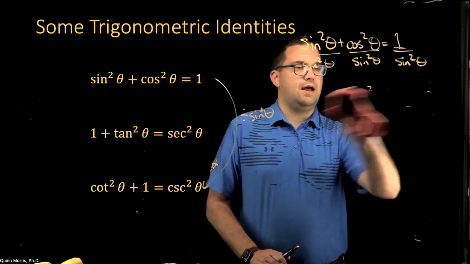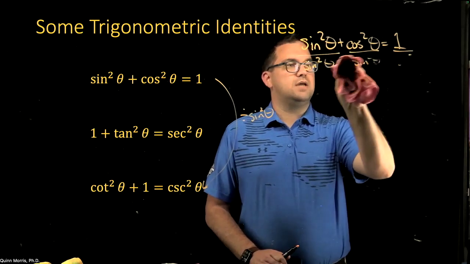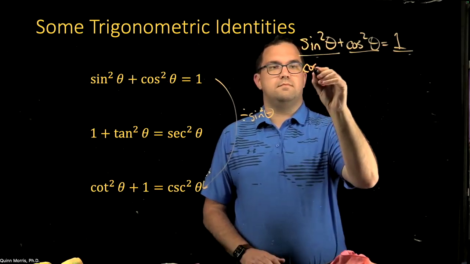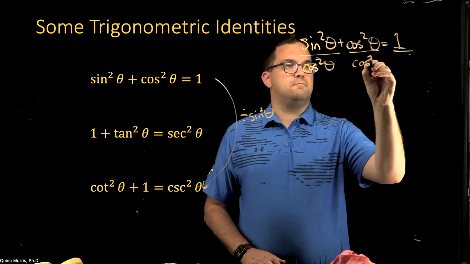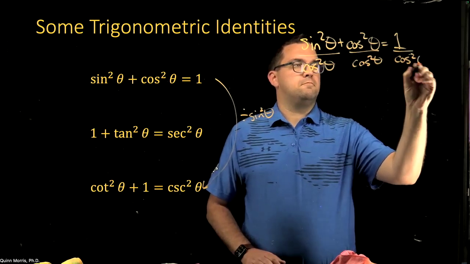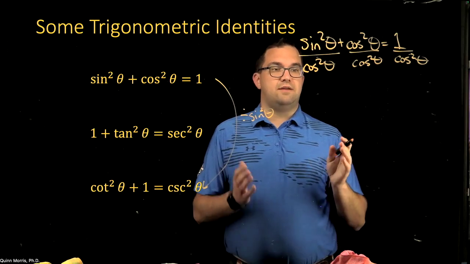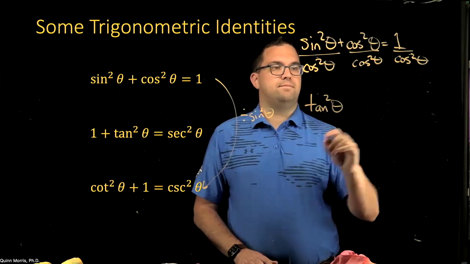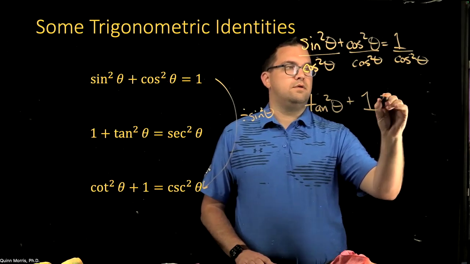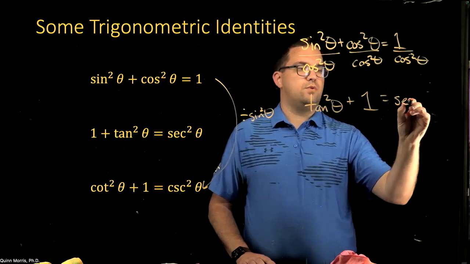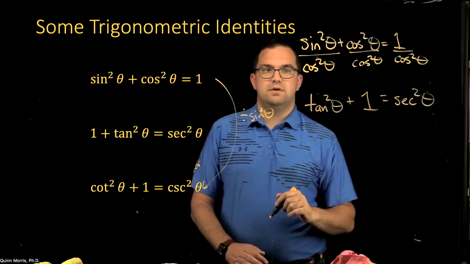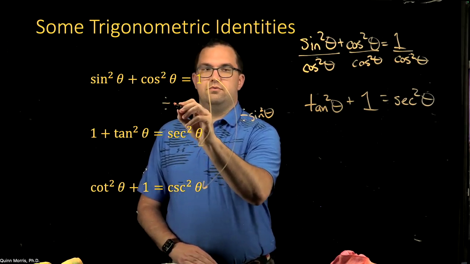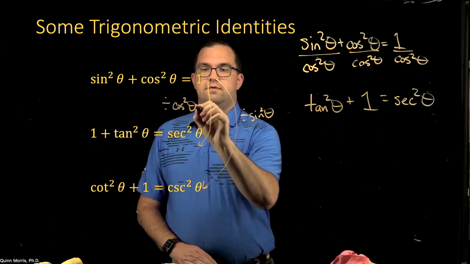So if up here instead, I had divided by cosine squared, then I would get sine of theta over cosine theta quantity squared, which would be tangent squared theta, plus 1 is equal to 1 over cosine squared, which would be secant squared theta. So again, I get this second set of identities here by dividing through by cosine squared theta.